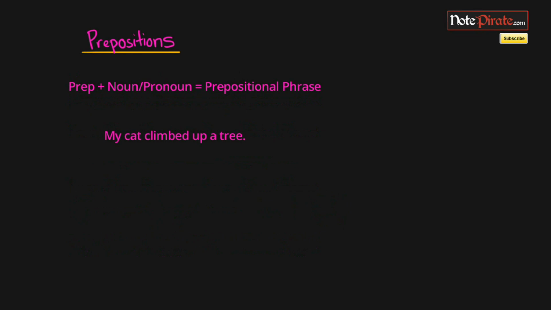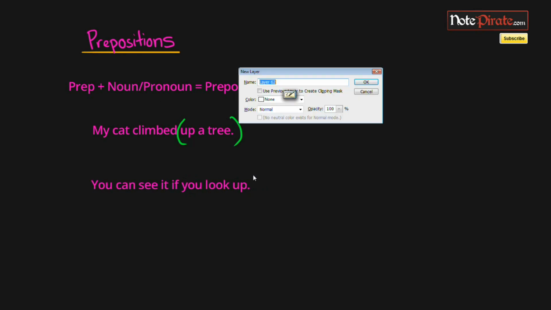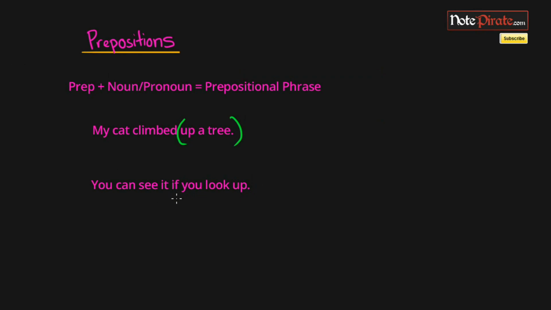For example, you might write, my cat climbed up a tree. Here, up a tree is expressing a relationship in space. That is your prepositional phrase. Up being your preposition, and tree being your noun. Now compare that with you writing, you can see it if you look up. Right? You here is your subject, and then look is your verb, and up here is now your adverb. It is no longer your preposition. But see that it looks very similar.